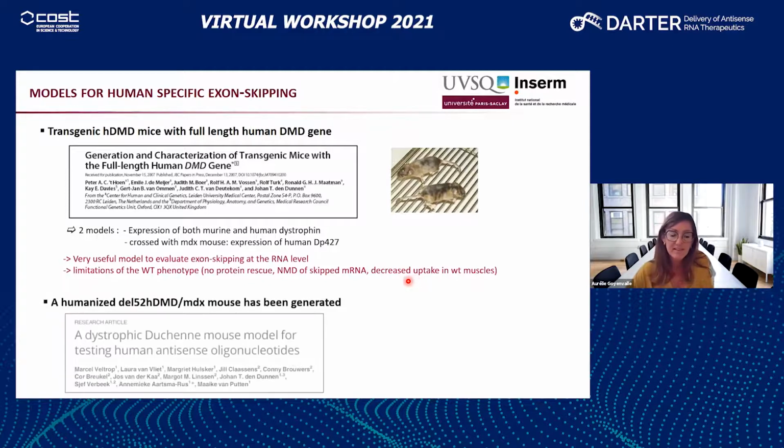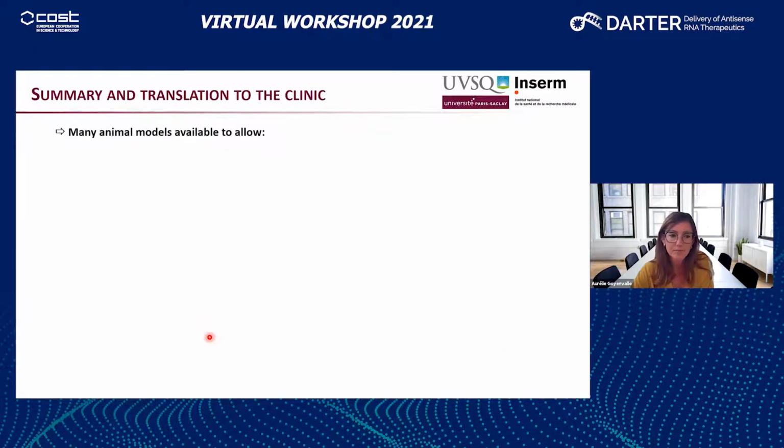But since then, the LUMC group has created a humanized model, so from the HDMD, deleted the exon 52. So again, applicable for exon 51 and 53 skipping. So this type of model is very effective and very useful.